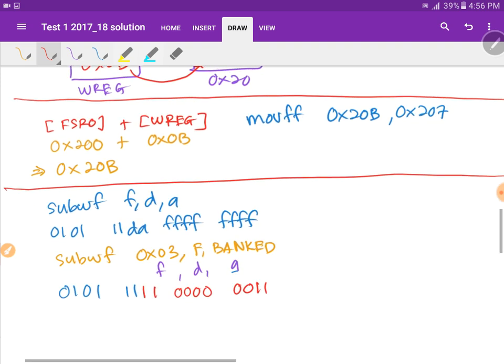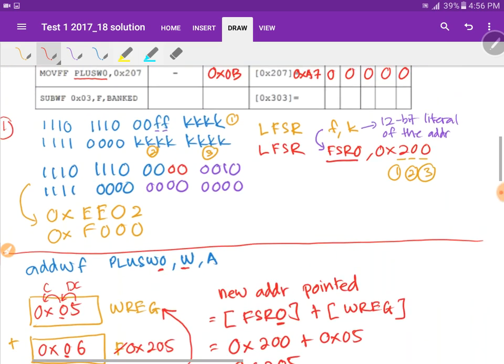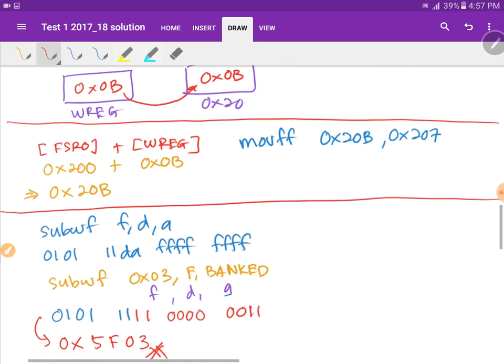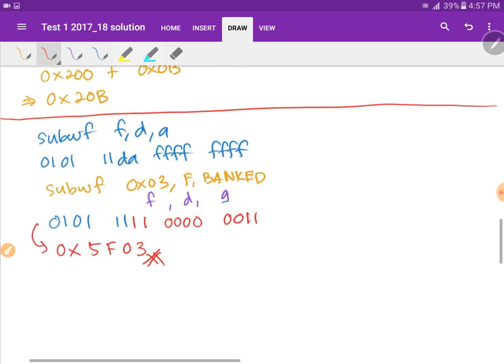So how do we write this in hex? So this will be, this is 5, this is F, and this is 0 and 3. So this is the machine code for this instruction. So we're going to write here hex 5F03. And so let's go back here. This looks something like this.